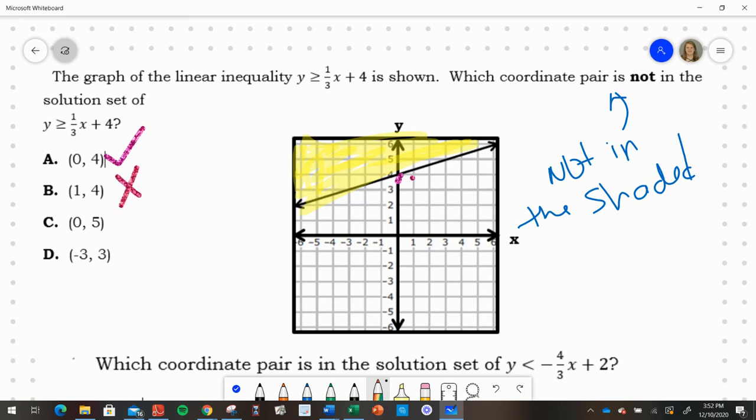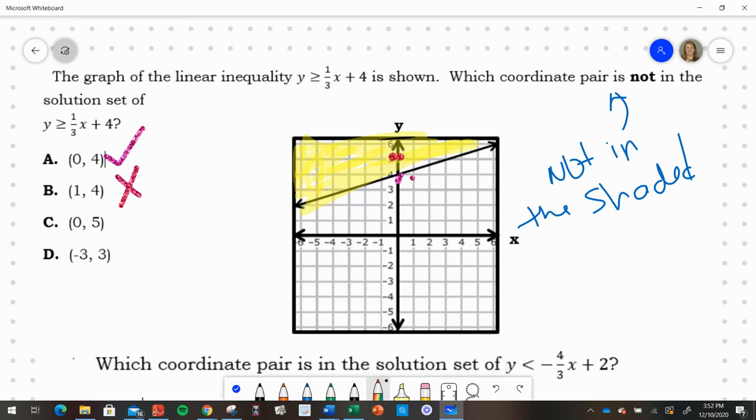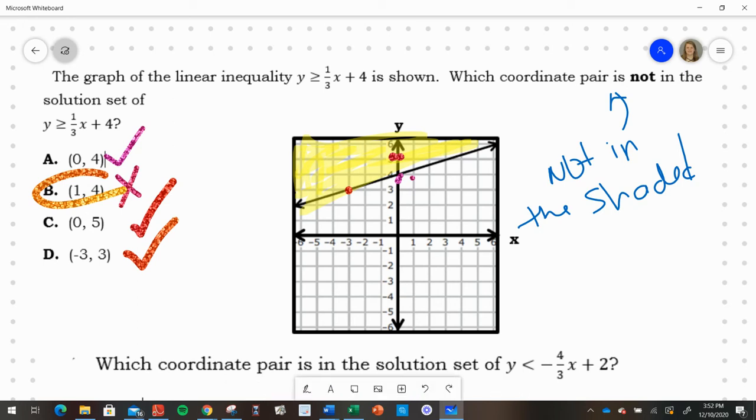If I look at (0, 5), that's right there, and it is clearly in the shaded region. And then if I have (-3, 3), (-3, 3) is right there. Again, it is on the solid line. As long as it's on the solid line, it counts. So (1, 4) would be considered not a solution because, again, it's not in the shaded region.